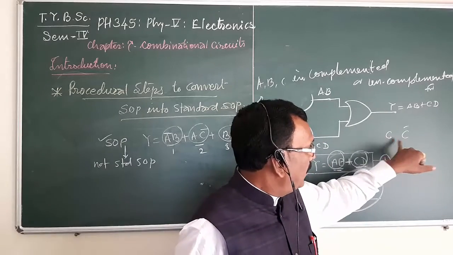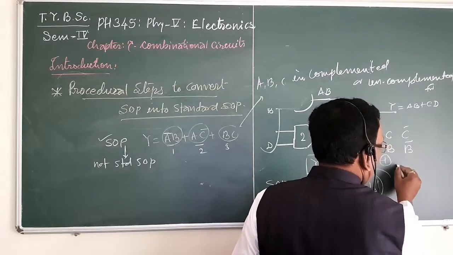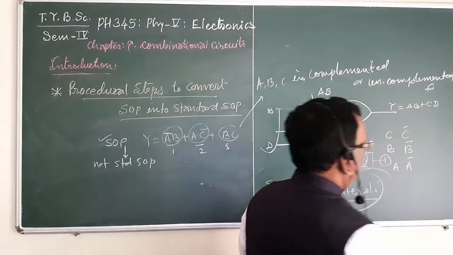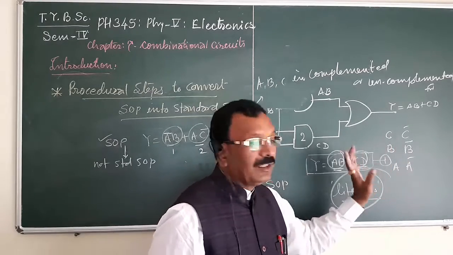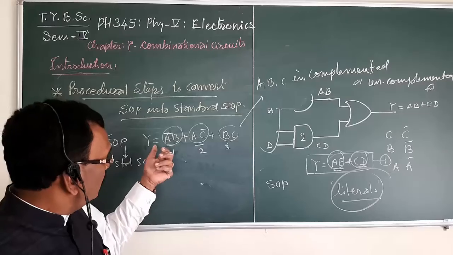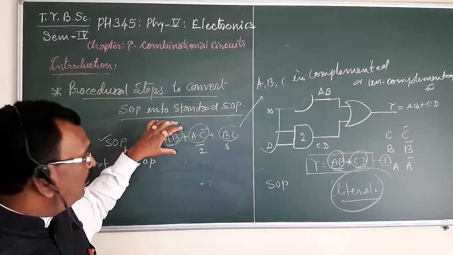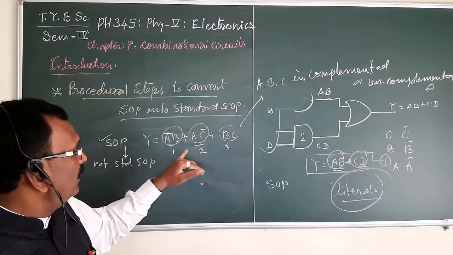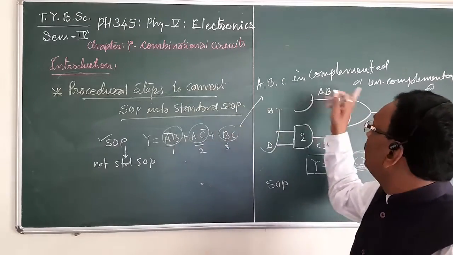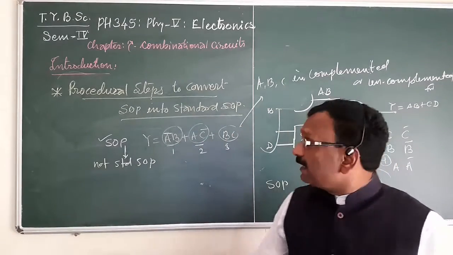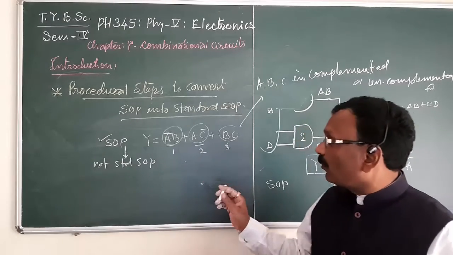A is uncomplemented, A bar is complemented. That is, C bar is the complement of C, B bar is the complement of B, and A bar is the complement of A. Here some of the inputs are complemented and some are uncomplemented, but there are 3 variables A, B and C, and these variables are in complemented and uncomplemented form. As each product term here, first, second and third, does not involve all the variables.